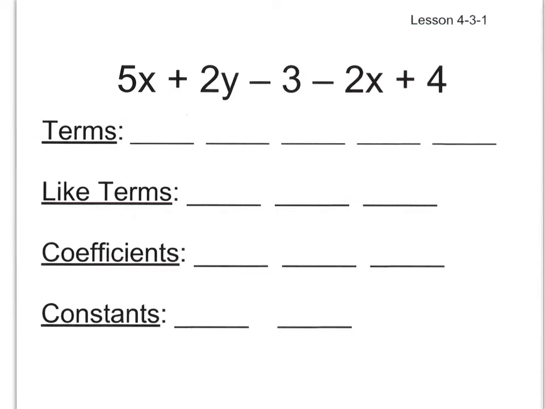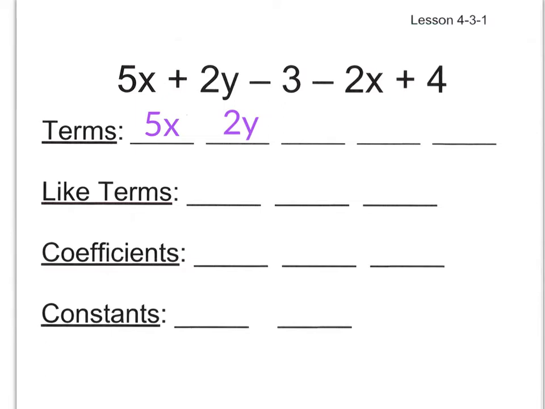Terms are separated with addition and subtraction signs. And we need to pay attention to if the subtraction and addition sign is making our term positive or negative. So the first term that I see here is the 5x. There's not a negative in front or anything, so my first term is just 5x. Now, when I look next to the 5x, I see a plus 2y. So my next term is a 2y. Again, it's positive because we have this plus sign in front.